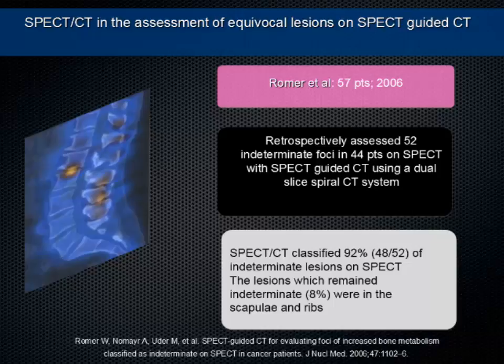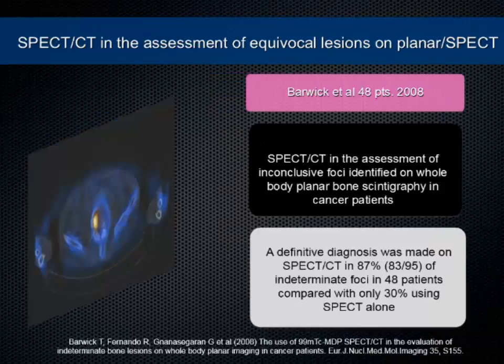This is from our group. We looked at around 48 patients, and we made a definitive diagnosis in about 83 out of the 95 indeterminate lesions. And again, we had problems only in a few patients with scapular and rib lesions. So SPECT CT does make a definitive impact, and 90% of the time it gives you a definitive answer.